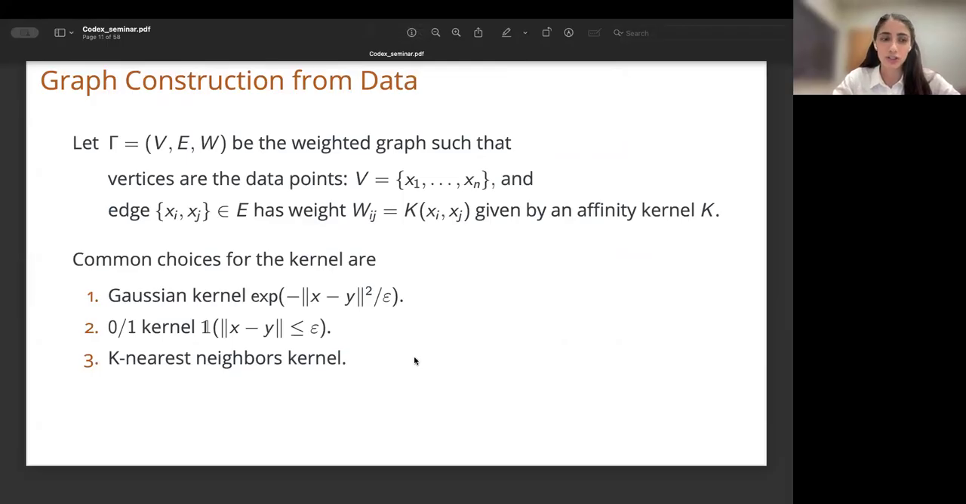Okay, so how are we going to construct this graph from data? So we're going to take this weighted graph where the vertices are the data points themselves, and it's a complete graph where we're going to give a weight between each pair of edges as given by some chosen affinity kernel. The common choices are the Gaussian kernel, the 0, 1 kernel, where you draw a line if the points are close enough or 0 otherwise, or the k nearest neighbors kernel.